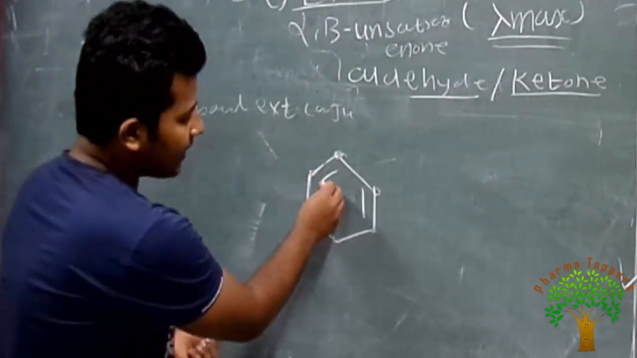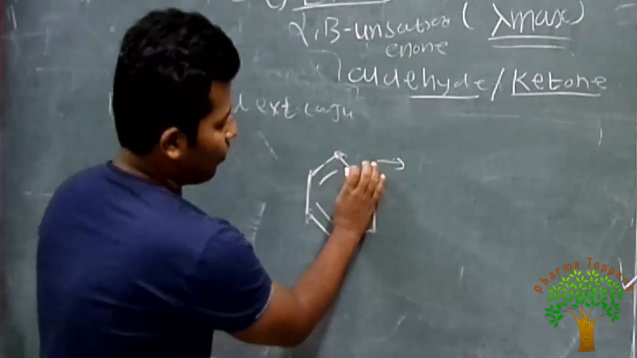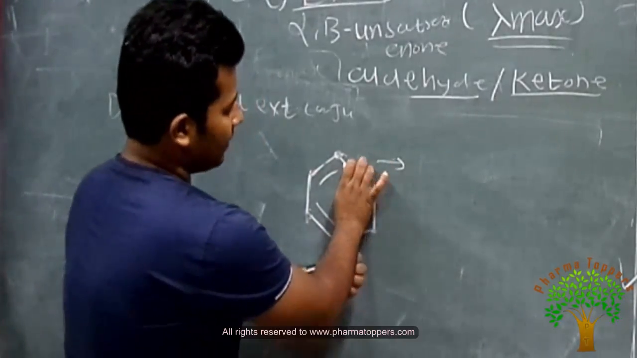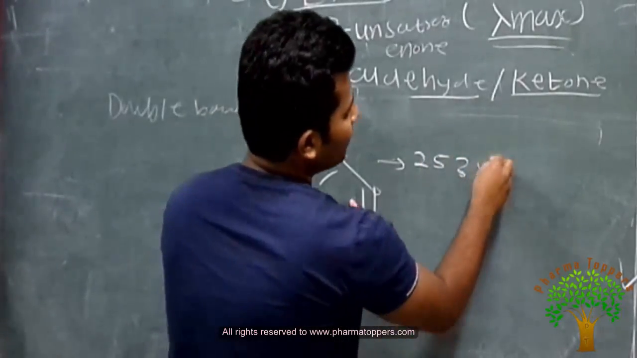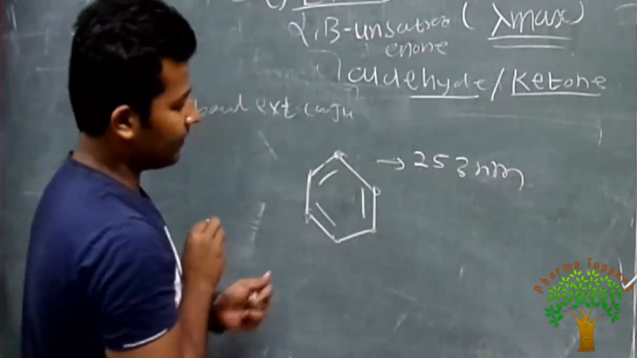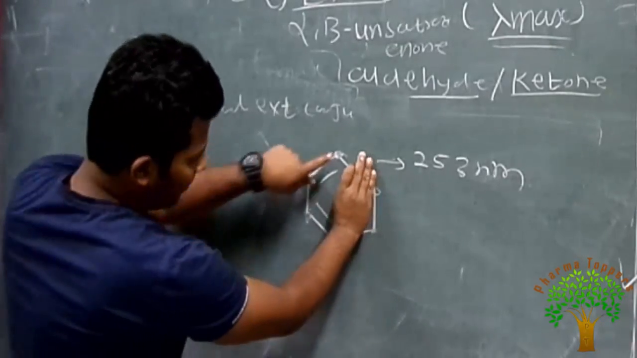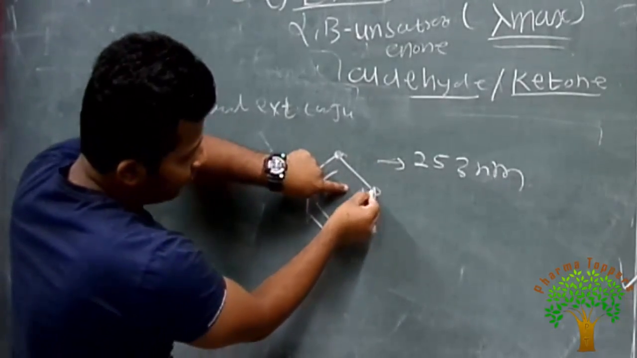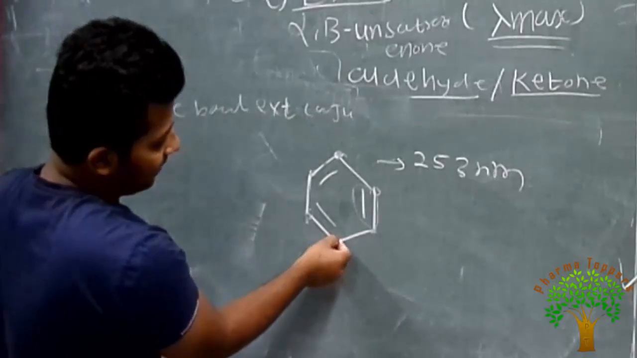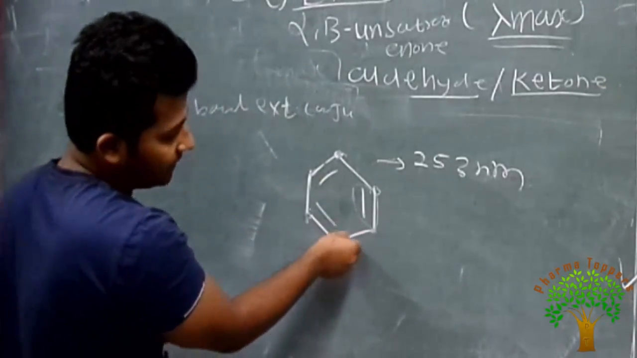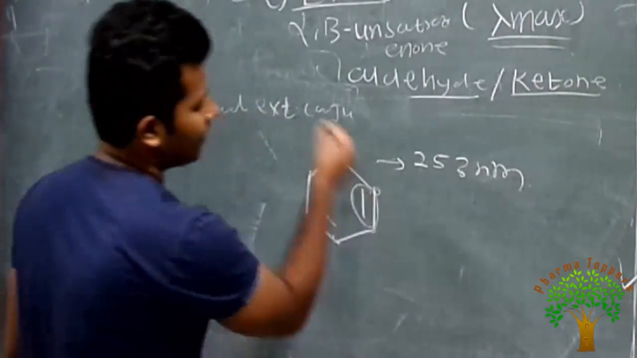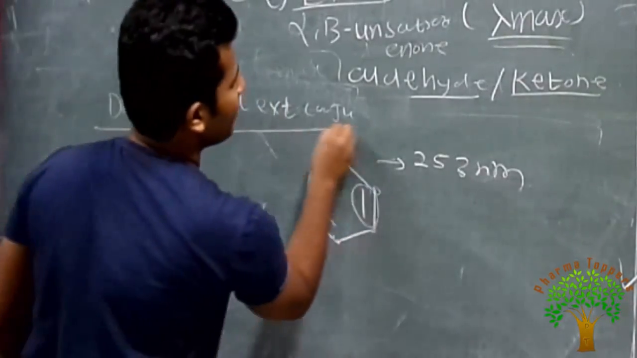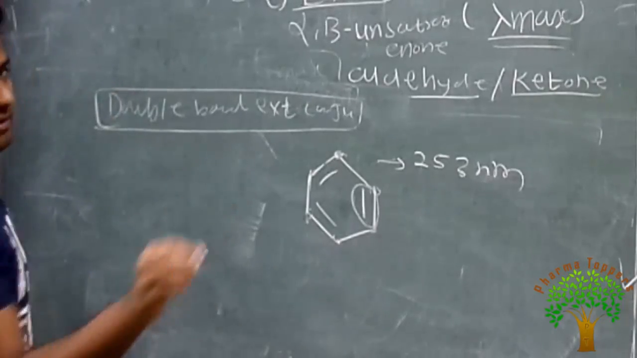So this is a homoannular diene. For this, the lambda max value is 253 nanometer for a homoannular diene. But apart from the diene, there is another double bond which is in conjugation with these two double bonds. That's why this extra double bond is called a double bond extending conjugation.